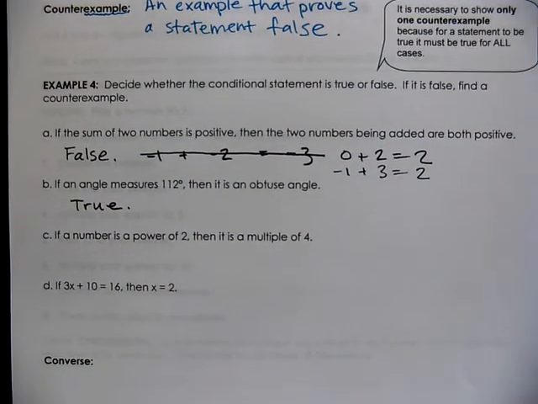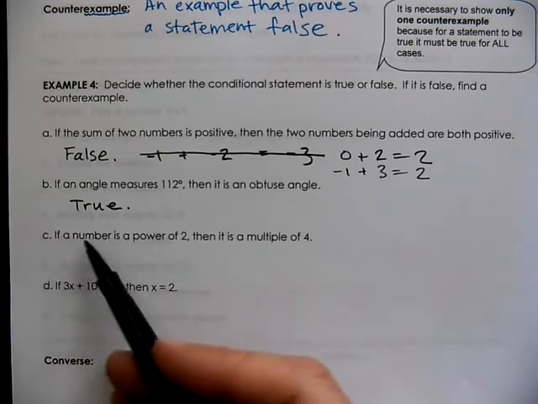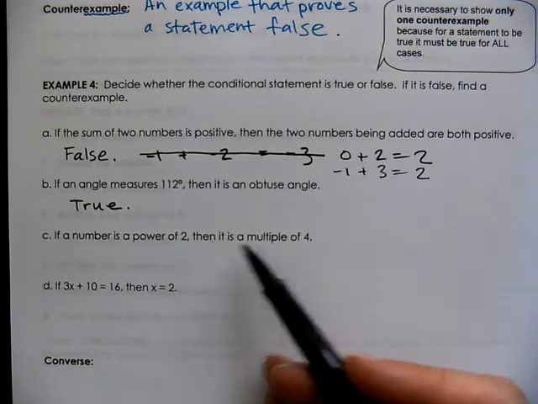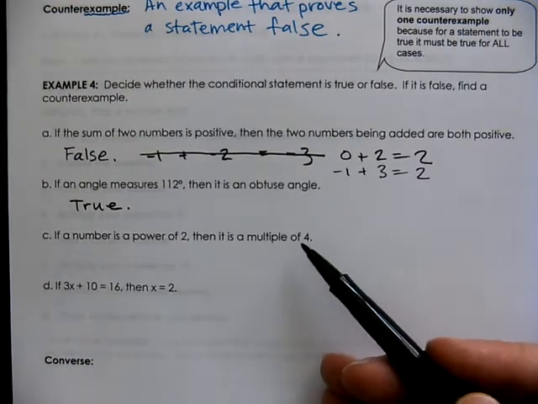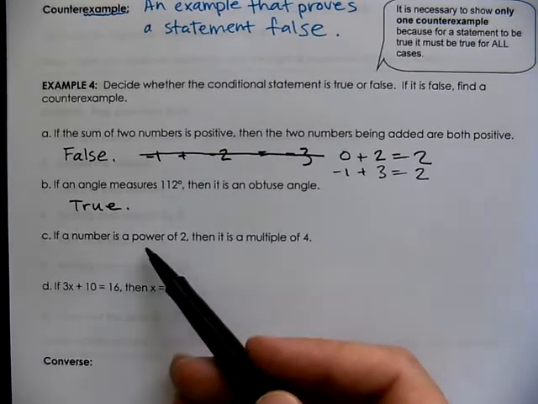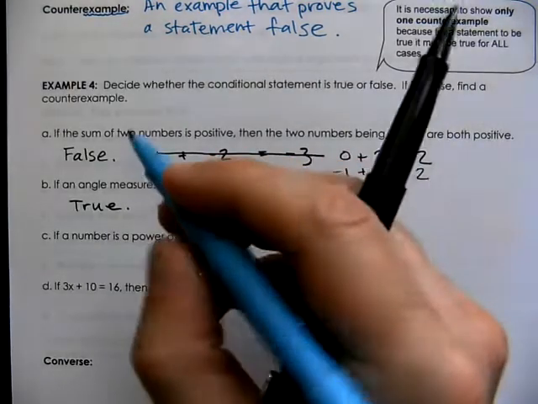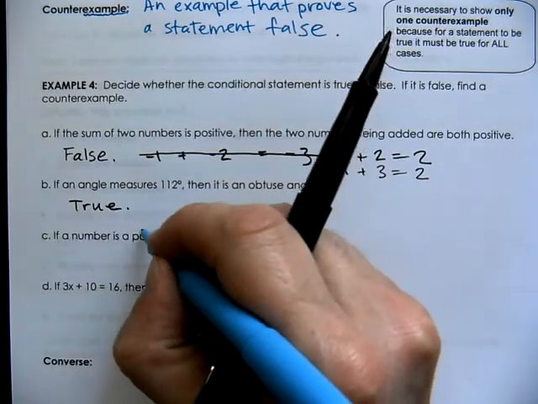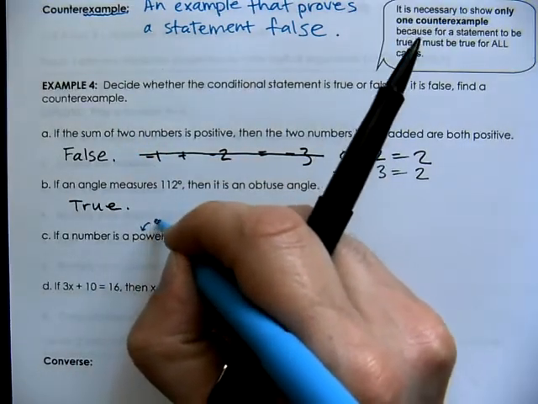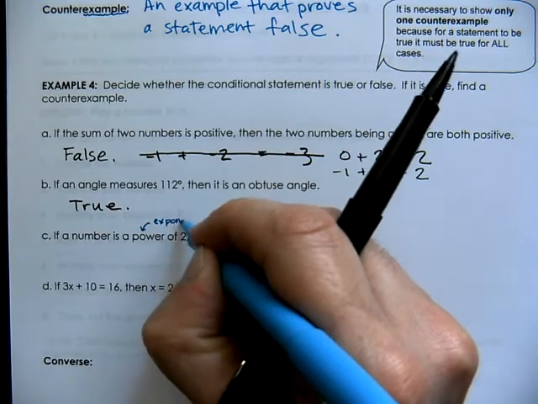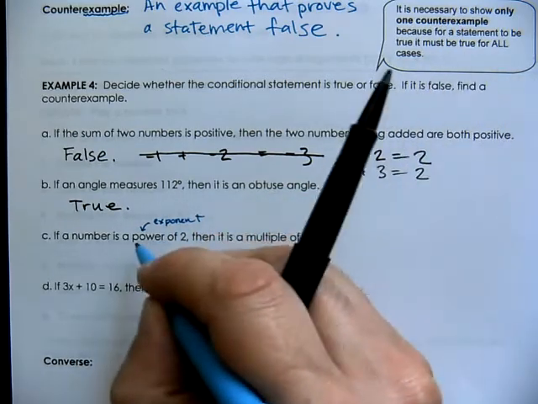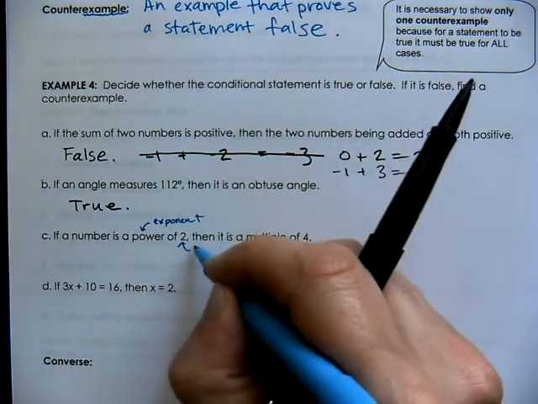Part C is a little bit tricky. I'm going to break this down because of the way these are described here, but we're going to be talking about some numbers here. If a number is a power of 2, then it is a multiple of 4. Alright, let's think about what we mean by powers of and multiples of. So when we're talking about power of, this power is describing an exponent. So when we say power of 2, that means 2 is my base.